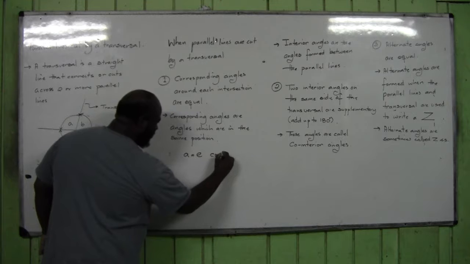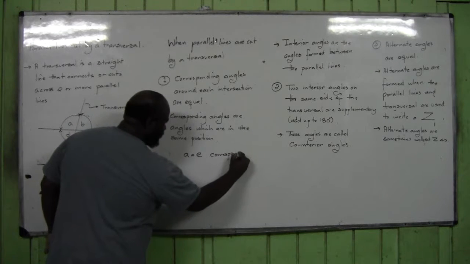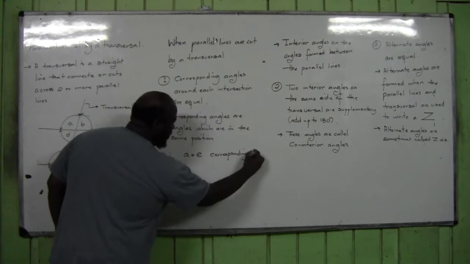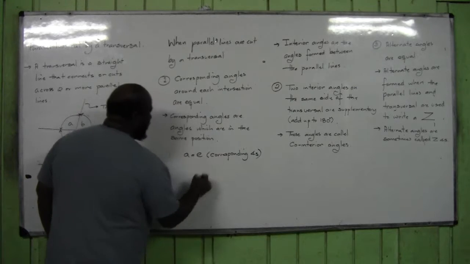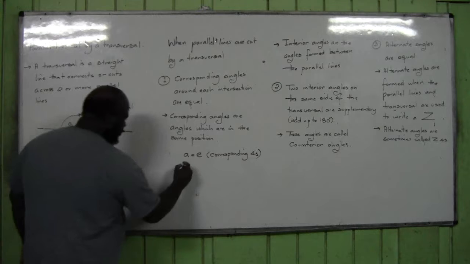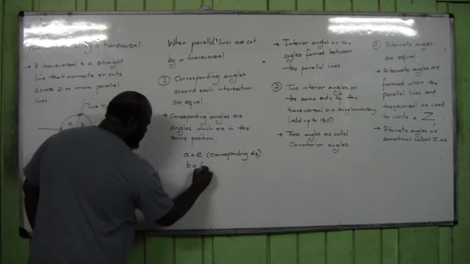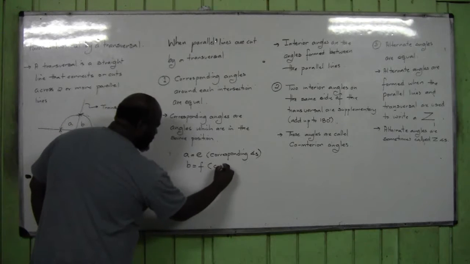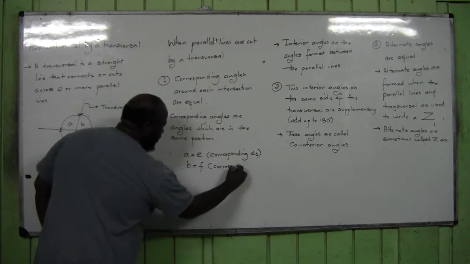They are corresponding angles. A is equal to E, corresponding angles. Would you agree with me if I say that B is the top right angle? Which angle down here is in the same position? F. So B is equal to F. They are corresponding angles.